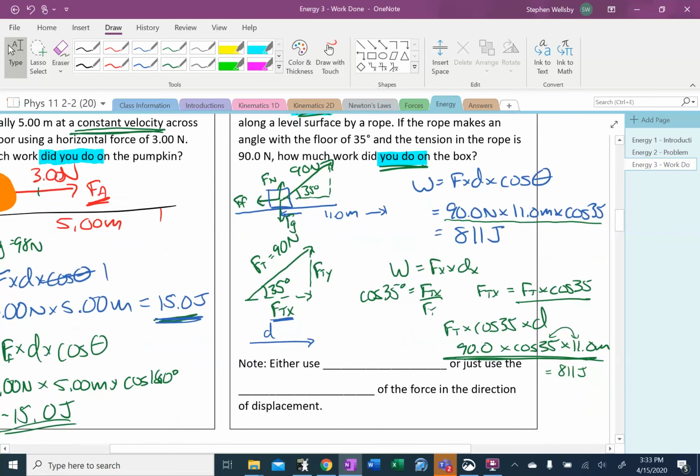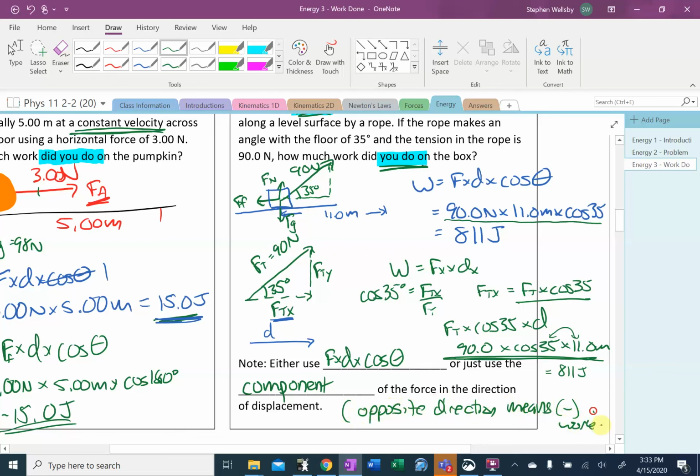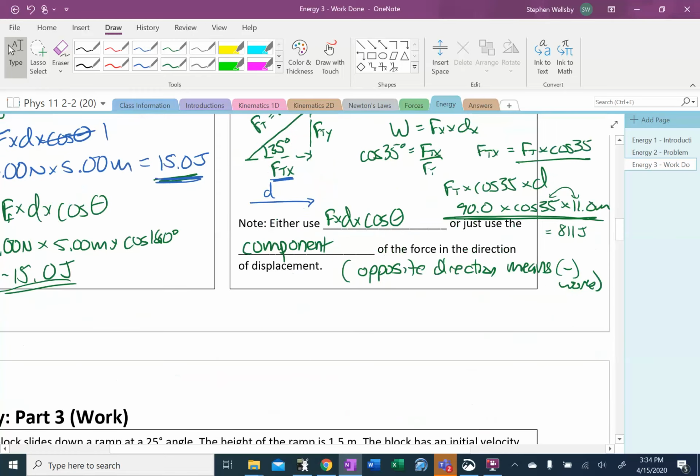When you're using this type of formula, you can either use force times distance times cos theta, or you can just use the component of the force in the direction of displacement. And again, if it's in the opposite direction, then that's going to mean negative work. If we're pushing in the same direction it's moving, it's going to get faster and faster, gaining kinetic energy. If we're pushing in the opposite direction to where it's moving, it's going to get slower and slower, and it's going to lose that kinetic energy.